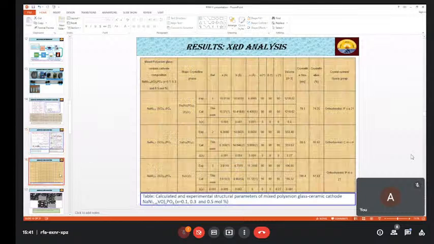By taking the lattice parameter values and the angles, all my samples have an orthorhombic structure. For the orthorhombic structure, the lattice parameters are a not equal to b not equal to c. The three values are different. The same is observed in my observations also. So you can identify the structure from the XRD analysis.